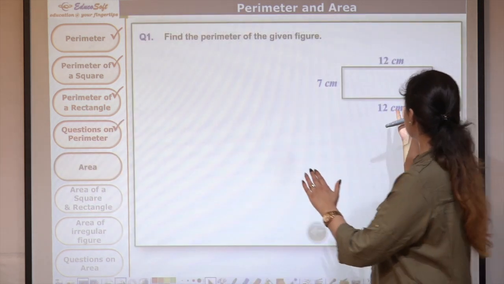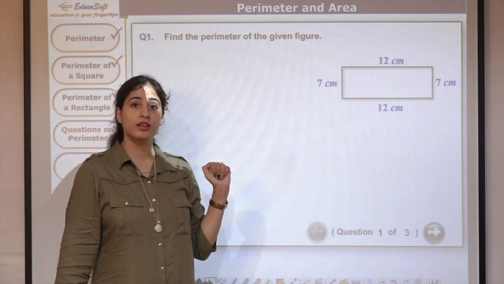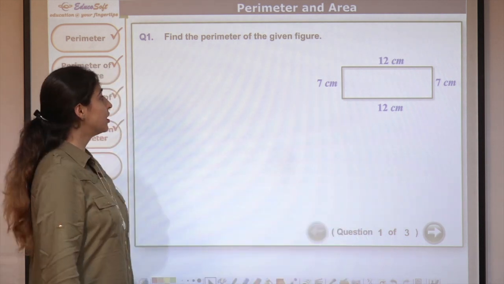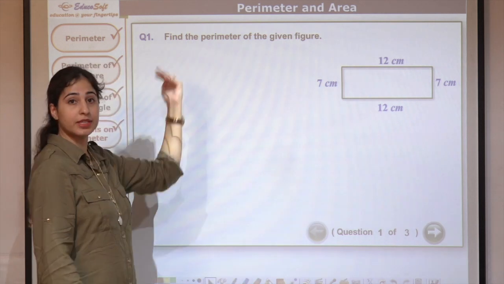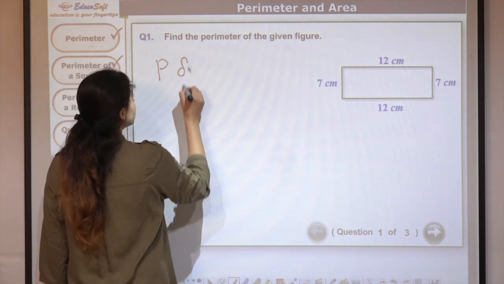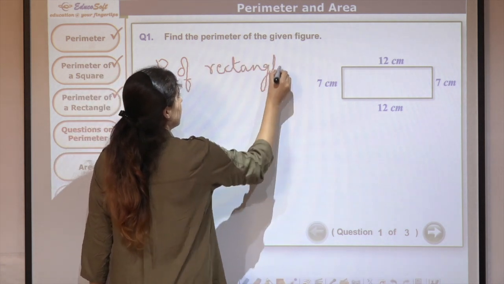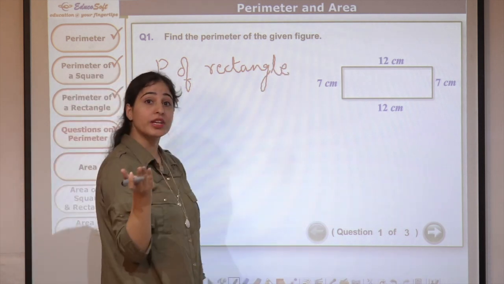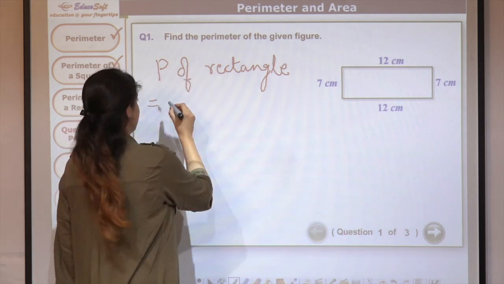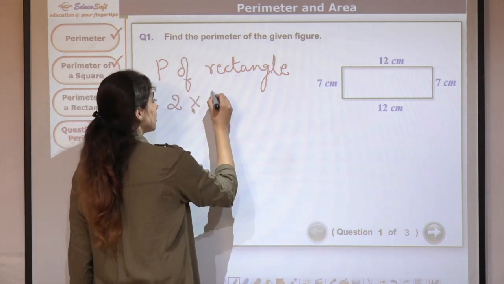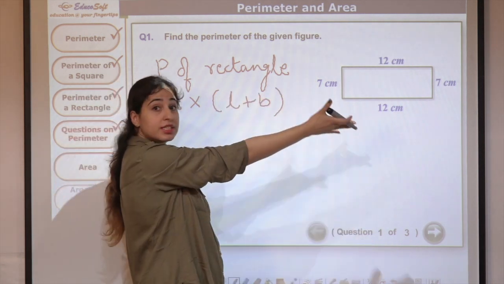Here, we are given this figure. Which figure is this? Yes, this is a rectangle. Given the lengths and the breadths, we have to find the perimeter. Let us find it. Perimeter of rectangle. What is the perimeter of a rectangle? Quickly recall. Yes, it is 2 times (L plus B). Quickly, from the figure, what is the length?